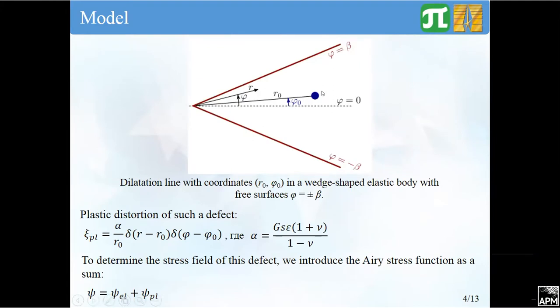Consider a dilatation line placed in a wedge-shaped elastic body with stress-free surfaces. To determine the stress fields of this defect, we introduce the Airy stress function in the form of a sum, where the elastic part is an analytical solution of the biharmonic equation in the elastic problem for the wedge, and the plastic part is the particular solution which corresponds to the dilatation line. The Mellin integral transform is employed to derive a set of equations for the Airy stress function. The analysis of the obtained solution was done numerically by using the stress plots and the maps.